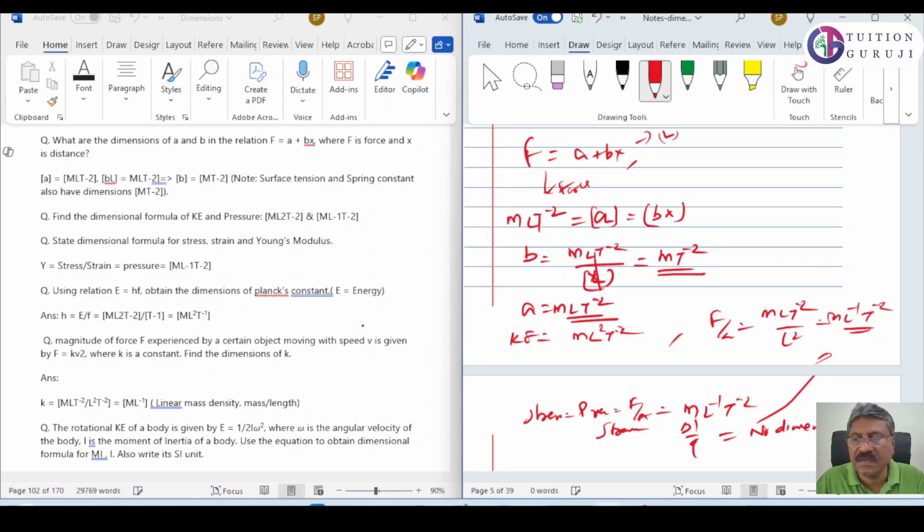No dimensions. Okay. Young's modulus is equal to stress by strain. Strain has no unit. Therefore, it has the same unit as the stress. Okay. So it has the same dimensions as the stress, that is M L⁻¹ T⁻².